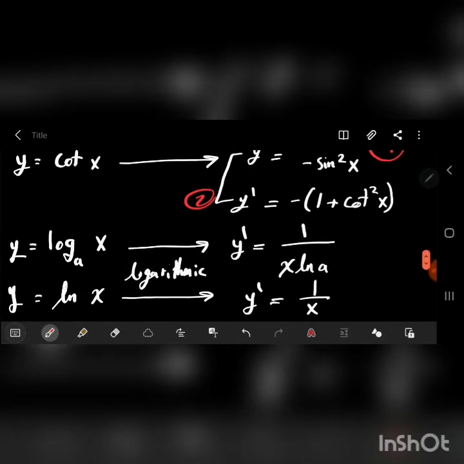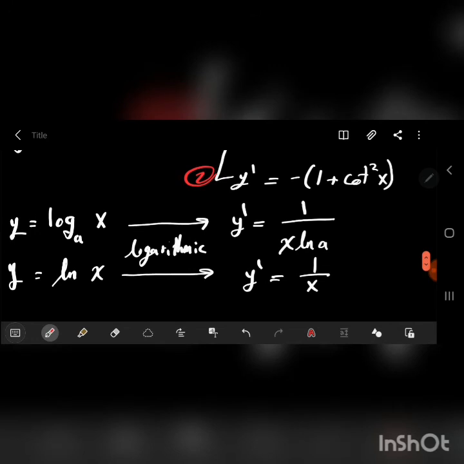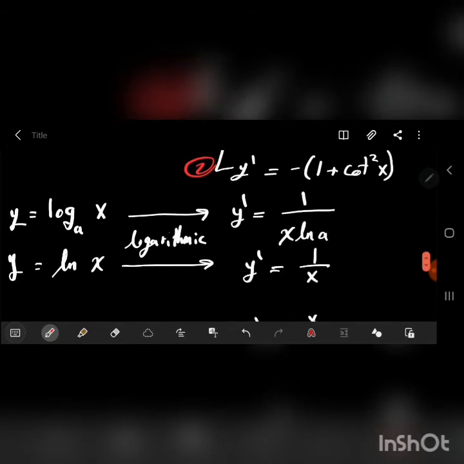Now, with the logarithmic function, y equal to logarithm x to the base a. We say it like that. Its derivative will be y prime equal to 1 over x times ln a. Now, y equal to ln x, its derivative will be y prime equal to 1 over x. This is about the logarithmic function.